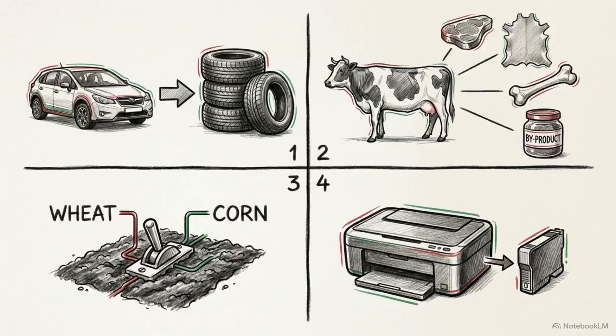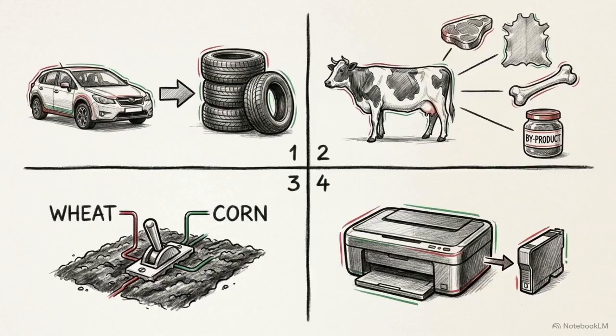The third type is competitive supply. This happens when a producer must choose how to use limited resources. A farmer with one field can choose to plant wheat or corn, but they cannot use that same land for both at once. This is the opposite of joint supply. Instead of getting multiple products from one process, the producer must decide which single product is the most profitable to pursue.